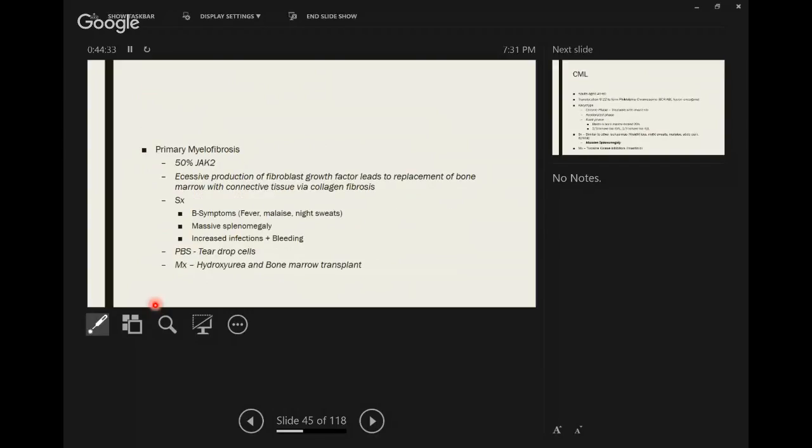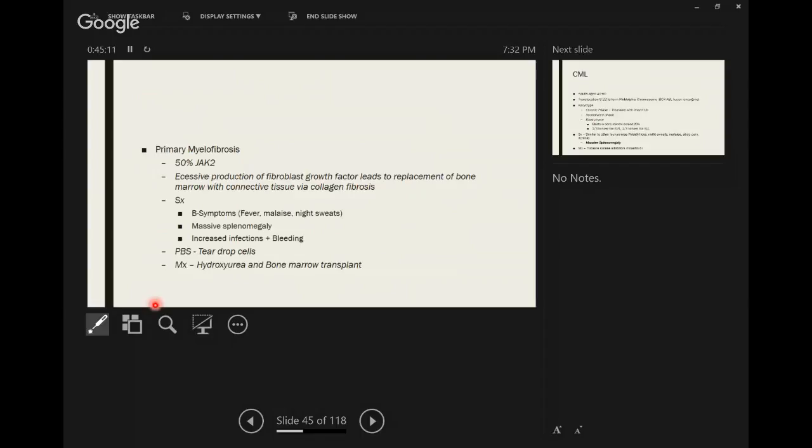And then you've got primary myelofibrosis, which often comes from ET or PRV, and it's excessive production of fibroblast growth factor. So because of all the inflammatory markers released by the PRV or ET process, you get lots of collagenation. So you get fibrosis of your bone marrow, which eventually becomes unable to produce the right amount. So that's why, in PRV, you start off with too many red blood cells, but eventually it can drop down into anemia.